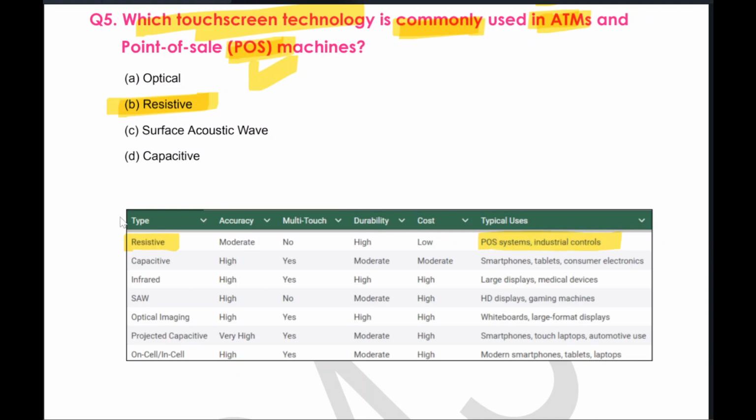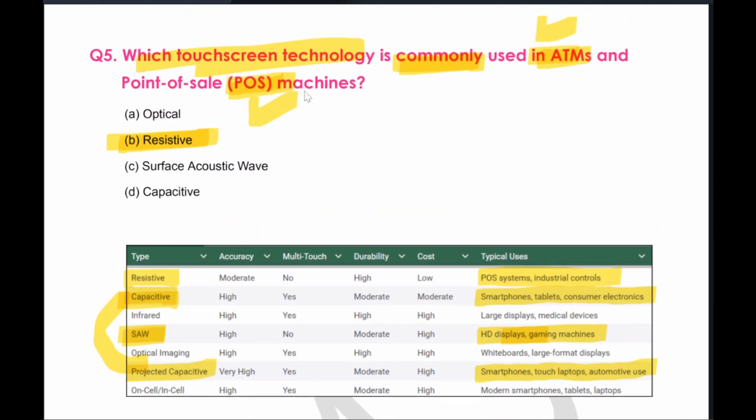And the important one is capacitive. It is used in smartphones, tablets, and consumer electronics. We also have projected capacitive, which is used in smartphones, touch laptops and automotive use. Then another important one is SAW, used in HD displays and gaming machines. And in ATMs and POS, it is resistive.